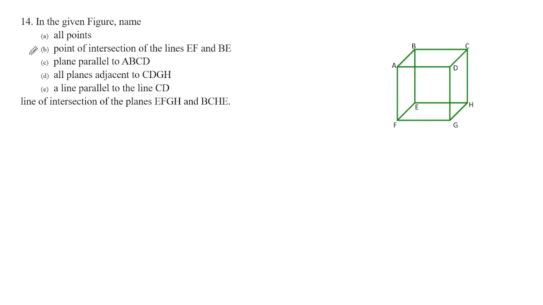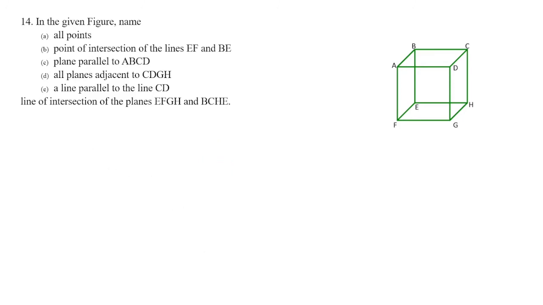Point of intersection of lines EF and BE. Now there's a little trick in here. Now we are naming these lines with the points. So what point is common in both of the lines? E. So that's the point of intersection. But let's confirm. So we have EF and BE. Now again we have E over here, which is the point of intersection. So we are right. So the point of intersection is E.